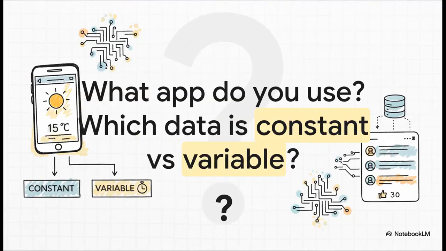So here's a little thought to take with you. The next time you open up your favorite app, I want you to take a second and try to think like a programmer. Just look at the screen. What information never, ever changes? That's a constant. And what information is always updating? Well, that's a variable. The moment you start recognizing these simple choices, you're starting to see the invisible architecture that runs our entire modern world.